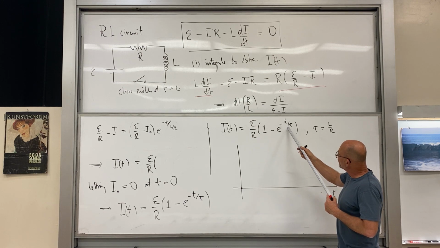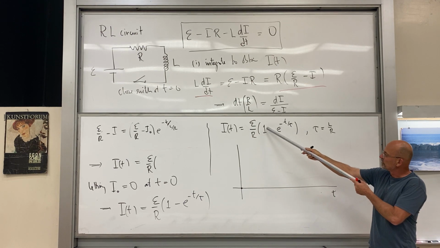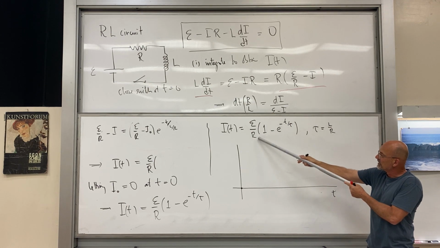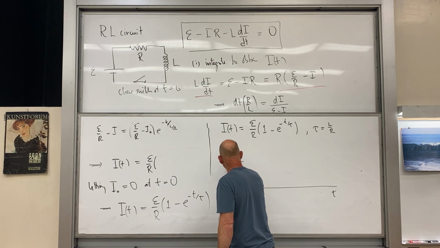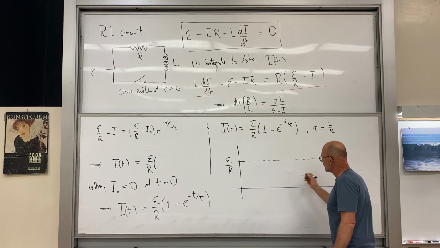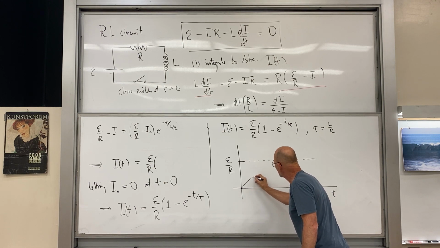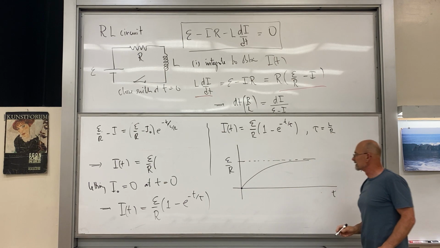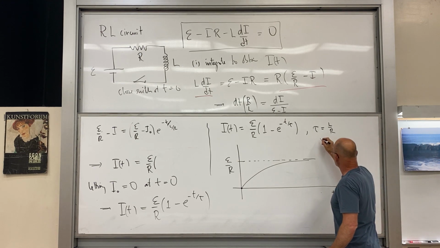And then when t goes to infinity, e to the minus t goes to 0, and we're just left with the constant current E over R. So we'll put that right here as a dotted line, and we see that we just approach that asymptotically. Okay. There's our graph, and this is the time constant.